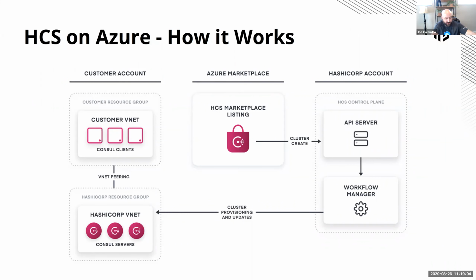At a high level, how HCS works is you're going to visit the Azure Marketplace and request a cluster. This then talks to a control plane that HashiCorp owns and manages, which then provisions a resource group, VNet, and the Consul servers themselves into the customer's account, which can then be peered with the hub and with spoke VNets for connectivity to the Consul clients that you'll provision on those VMs or in those AKS clusters.